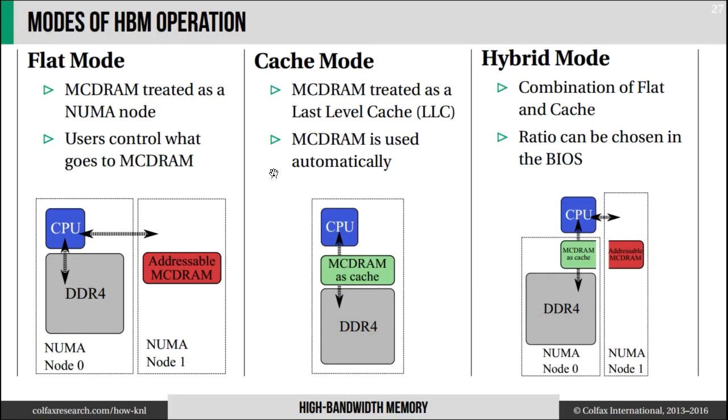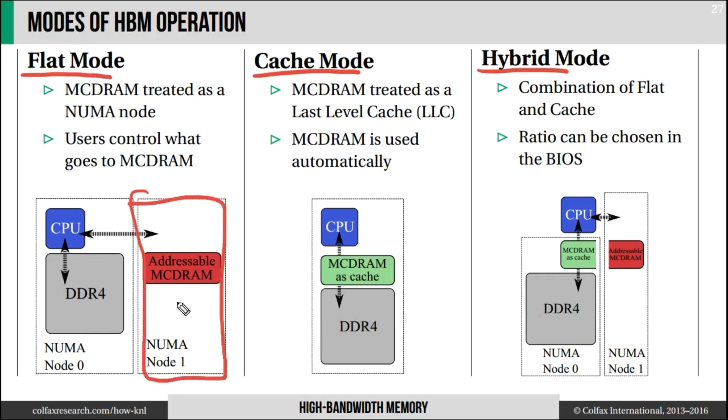At boot time, you get to choose one of the three modes of operation of high bandwidth memory: flat, cache, or hybrid mode. In flat mode, the entire high bandwidth memory is exposed to the operating system as a NUMA node. It means that this memory is addressable, and you get a special allocator with which you can put certain objects in high bandwidth memory and other objects in on-platform memory.